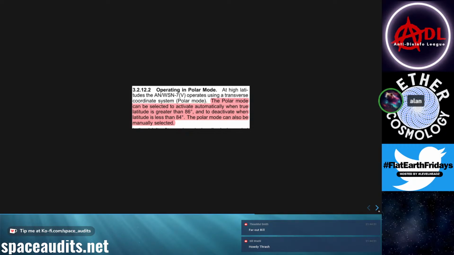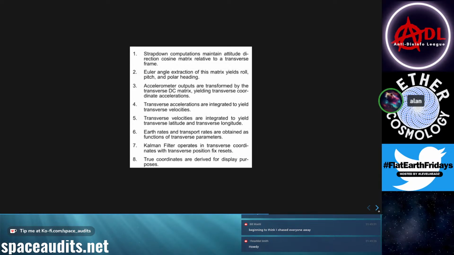Okay, yeah. So when they pass the 86th latitude, the system automatically switches to polar mode. And when they go below the 84th, it switches back to true coordinate system mode, which is how you know that the true coordinate system mode that they use all the time is definitely the true one. Okay, so when they go into polar mode, a series of algorithms from the Kalman filter is activated.